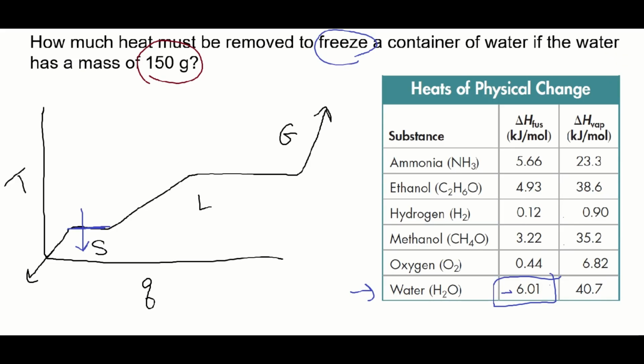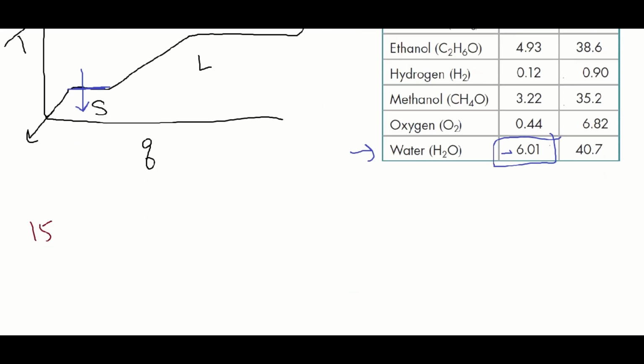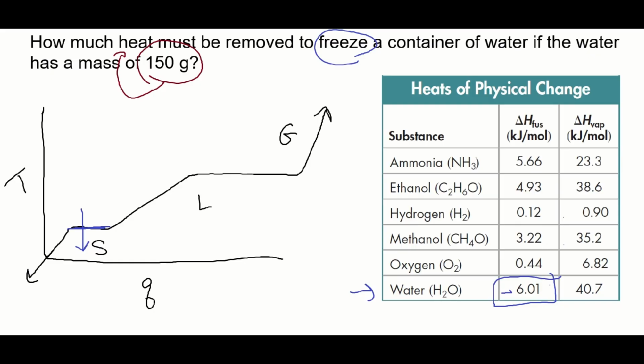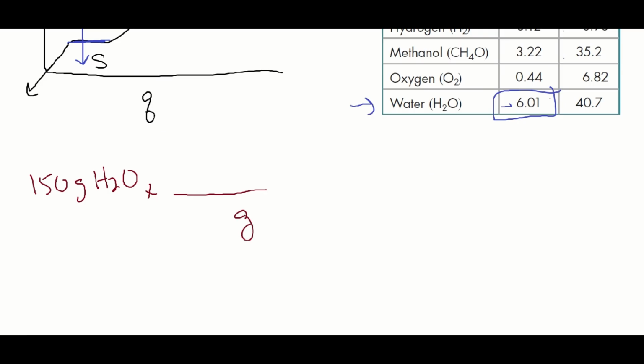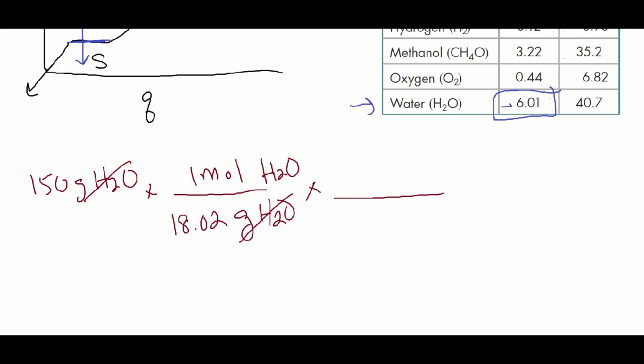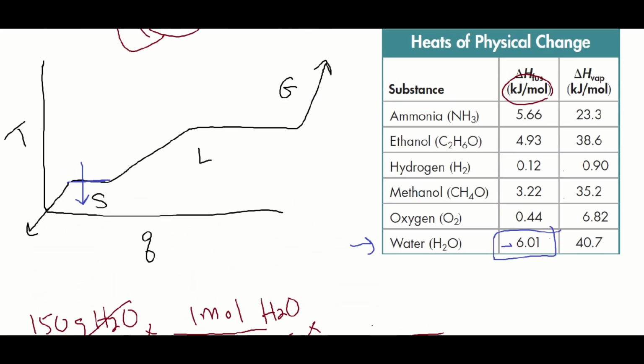So let's start with what's given, 150 grams of water, and we're going to turn that into units of heat, namely kilojoules. We don't have a conversion factor that goes right from grams to kilojoules, but we do have one that goes from moles to kilojoules. And we already know how to convert grams to moles. Grams to mole is called the molar mass, and that information is off the periodic table. Now that we have a number in terms of moles, we can use this molar heat of fusion to turn it into kilojoules.